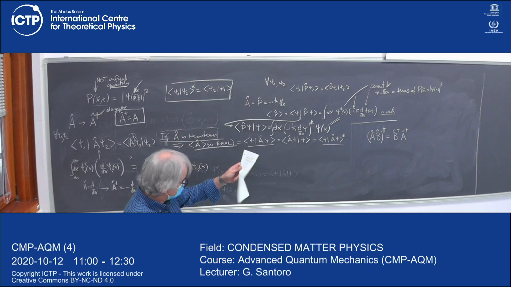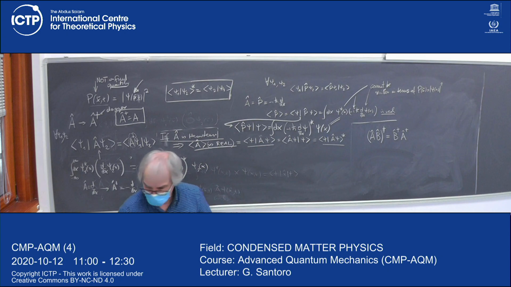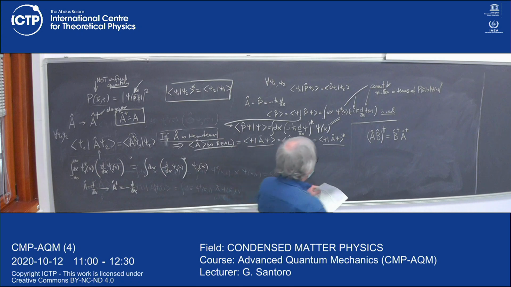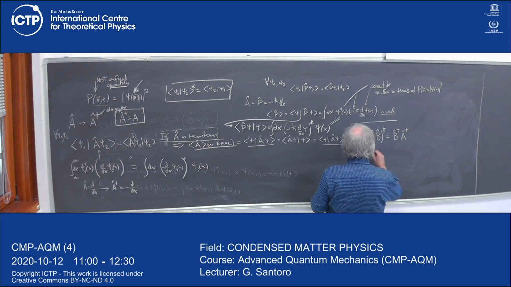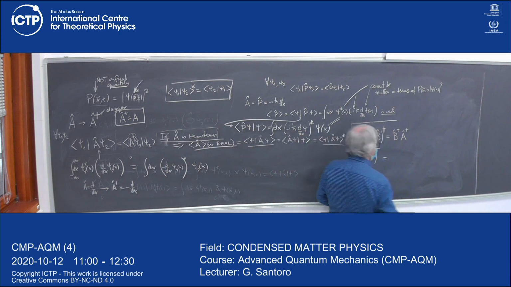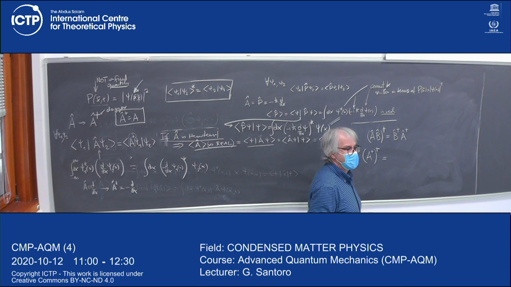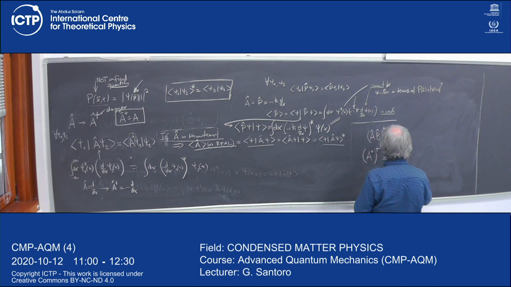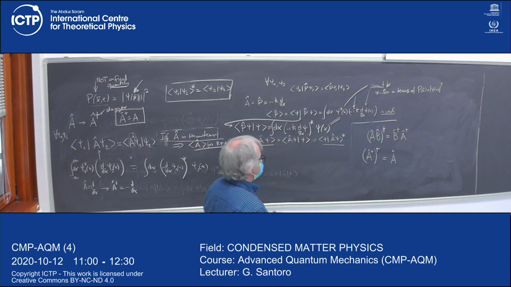Good. This is very easy to show, but well, try. The second thing is the following. If I want the Hermitian conjugate of the Hermitian conjugate, so I apply the operation of Hermitian conjugation twice, guess what comes out? A. So it's a self-dual thing. Good.